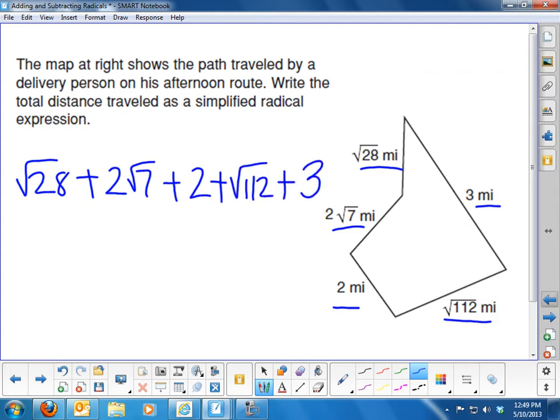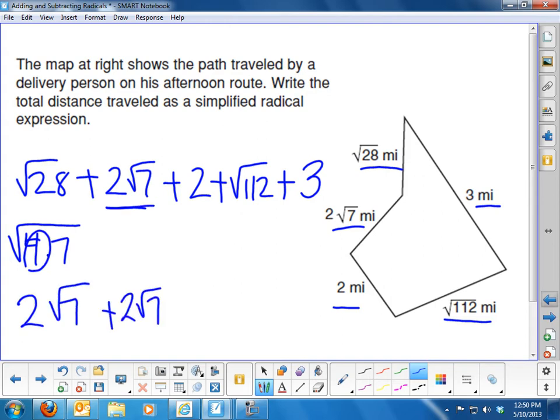Let's simplify this. Square root of 28, that is 4 times 7. 4 is my perfect square, so 2 square roots of 7 plus 2 square roots of 7 cannot be simplified anymore because 7 is a prime number. It's just 1 and 7, so that cannot be simplified. The number 2 right here, obviously, can't do any simplifying there.